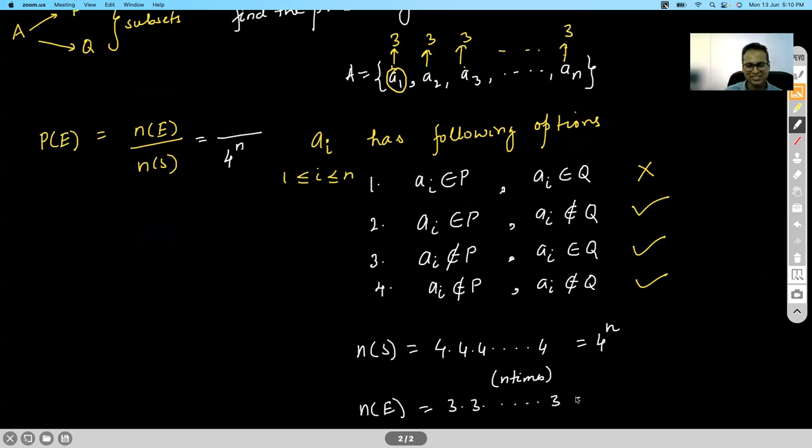Very good, Aditya. Okay, so this numerator will become 3 to the power n. So here goes the answer. The answer to this question is (3/4) whole to the power n.